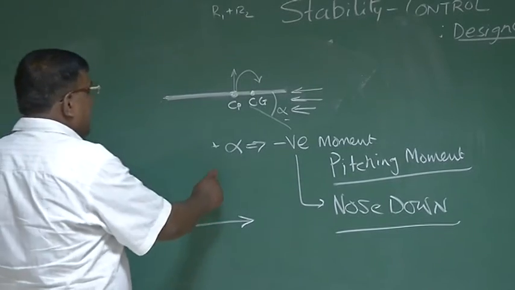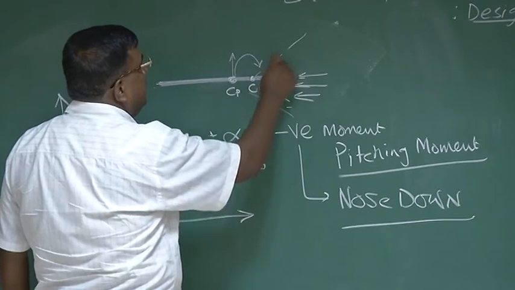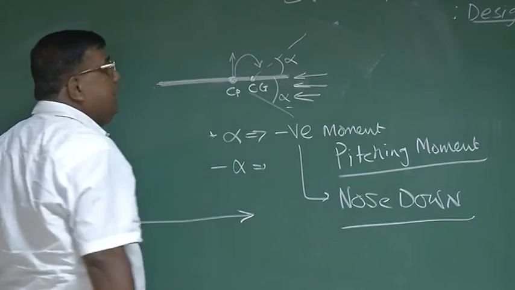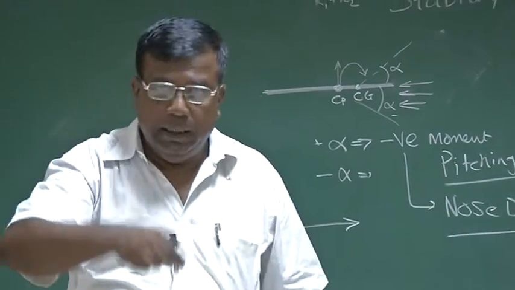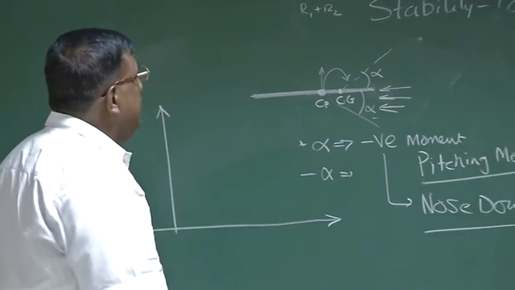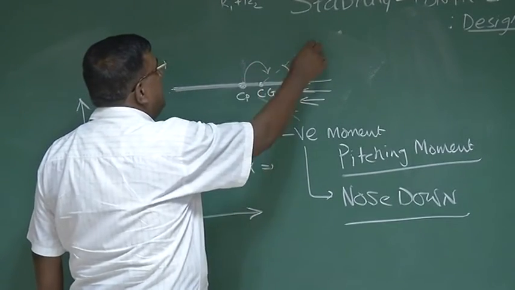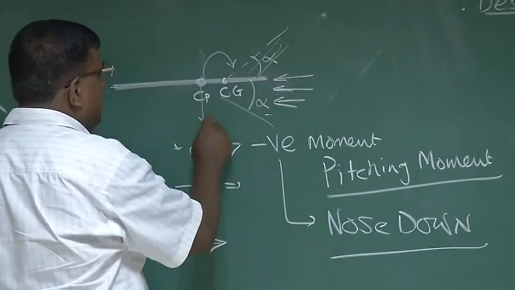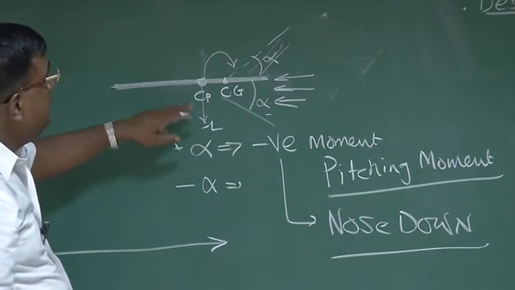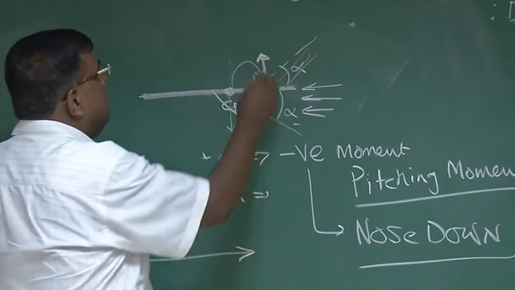Similarly, if I have a negative alpha disturbance, let's say some gust is coming from the top like this, that will give a negative alpha. So now what will happen? Because of negative alpha, air is coming like this, so it will generate some sort of a lift downward. And what type of moment will this give? This will give a moment like this, nose up.